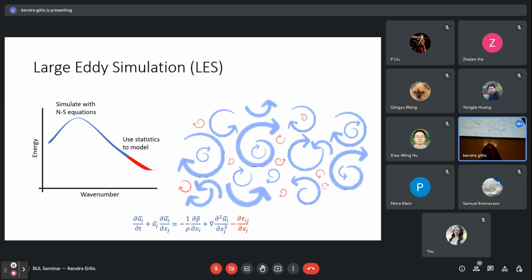So this tau at the end is the thing that we're really interested in because we understand the Navier-Stokes equations pretty well. And so if we could get a very accurate model for tau, we could do very accurate large eddy simulations, which would be computationally significantly less expensive for high Reynolds situations.